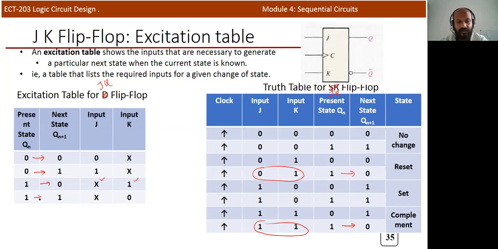Now the last case, 1 1. 1 1 occurs, this is one possibility and this is another possibility. In this particular case, 1 1 occurs when JK inputs are 0 0 and JK input is 1 0. So you can see that in both the cases K input is 0. J input can be 0 or 1. So you can put X here. So this is the excitation table of the JK flip flop.